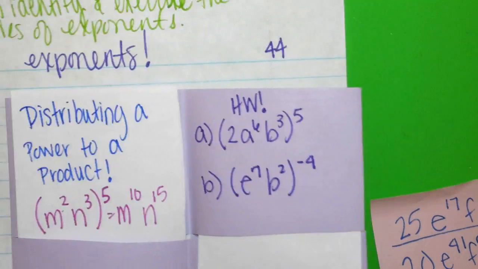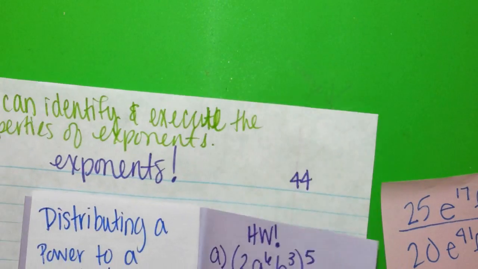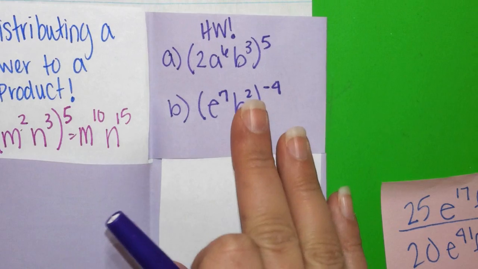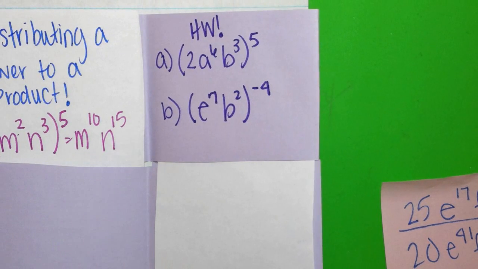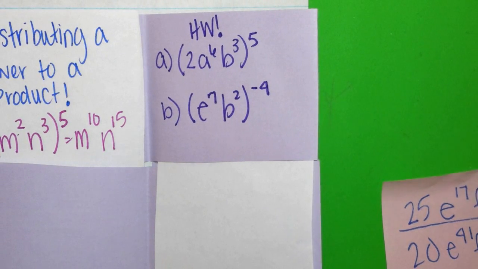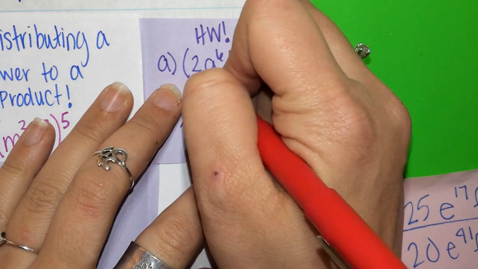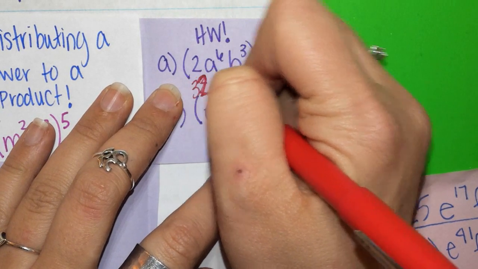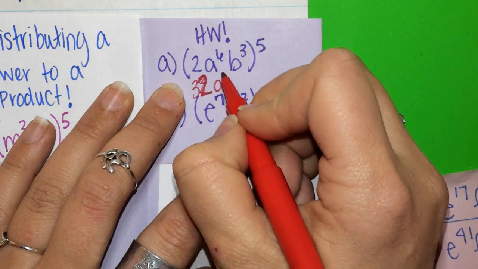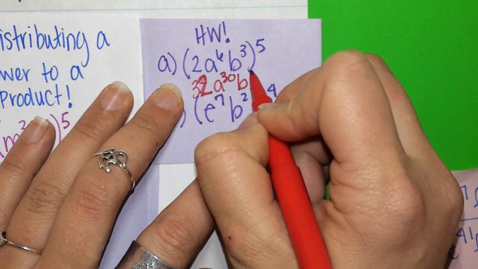Distributing! Hopefully whenever you did this problem, you did 2 to the 5th power. And what'd y'all get when you did 2 to the 5th power? Just leave it. 2 to the 5th power is 2 times 2 times 2 times 2 times 2. 32. And then it would be A to the, and then B to the, 15.